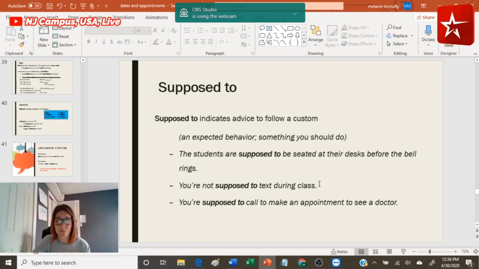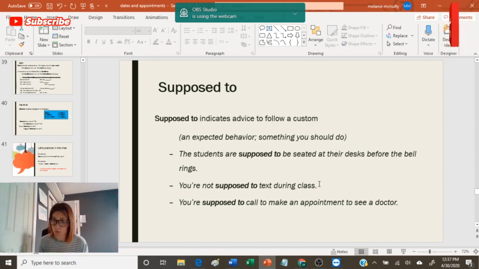Supposed to. Supposed to indicates advice to follow a custom. It's an expected behavior, something you should do. So it might not be something you must do, something you're obligated to do. Like when we say, I have to work, you're obligated. But if you say you're supposed to do something, it's just something you should do, not something you must do.